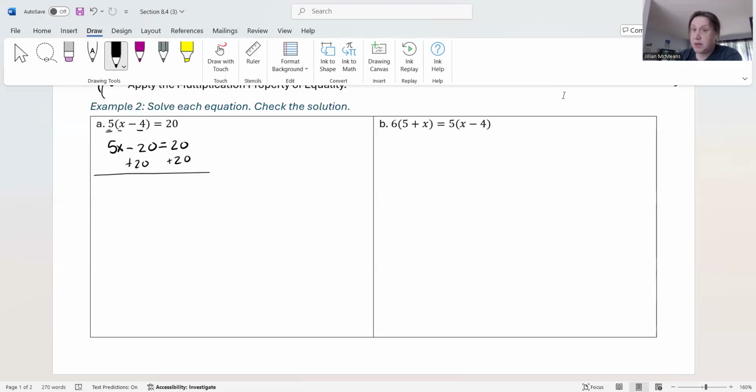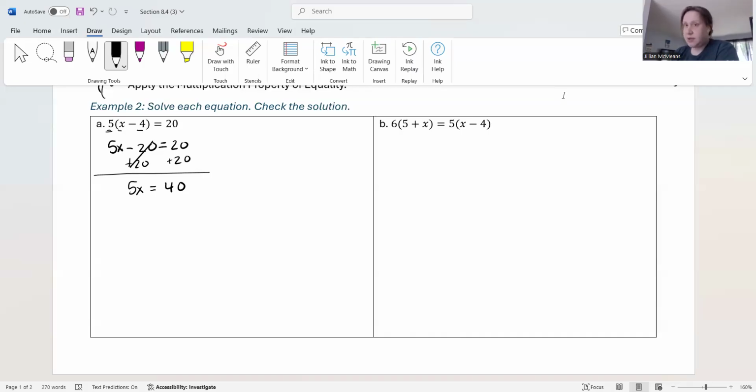On the left, 20 minus 20, or negative 20 plus 20, that is 0. 5x minus 0, or 5x plus 0, is just 5x. And then on the right, 20 plus 20 is 40. Okay, so we have 5x equals 40. At this point, we've got a single variable term equaling a single constant term. This is when you apply the multiplication property of equality.